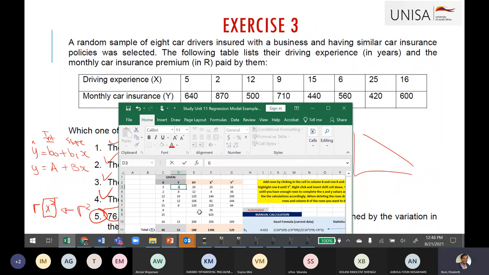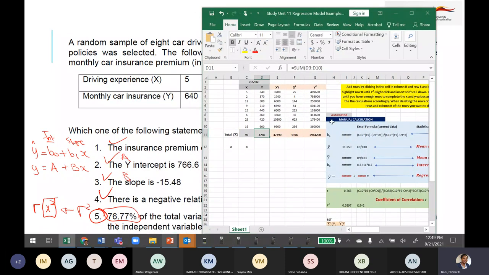So I'll do the same, 640, equal, 870, enter, 500, enter, 710, enter, 440, enter, 5, enter, 420, enter, and 600. And the Excel will also do all the calculations. So since my Excel is like that, it will do all the calculations.